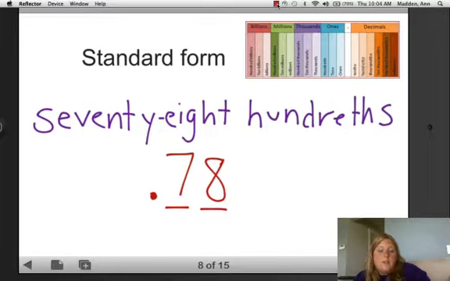This, to me, looks like coins or money that you would use. It looks like how much cents? 78 cents. 78 hundredths of a dollar.